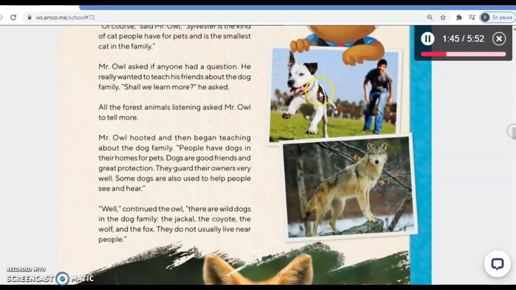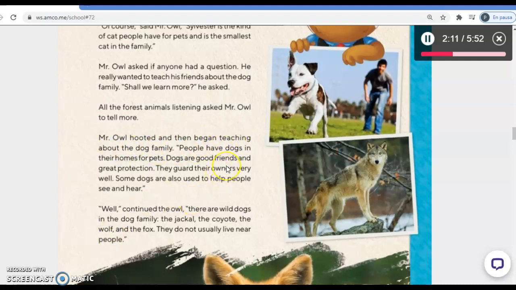Mr. Owl asked if anyone had a question. He really wanted to teach his friends about the dog family. Shall we learn more? he asked. All the forest animals listening asked Mr. Owl to tell more. Mr. Owl hooted and then began teaching about the dog family.